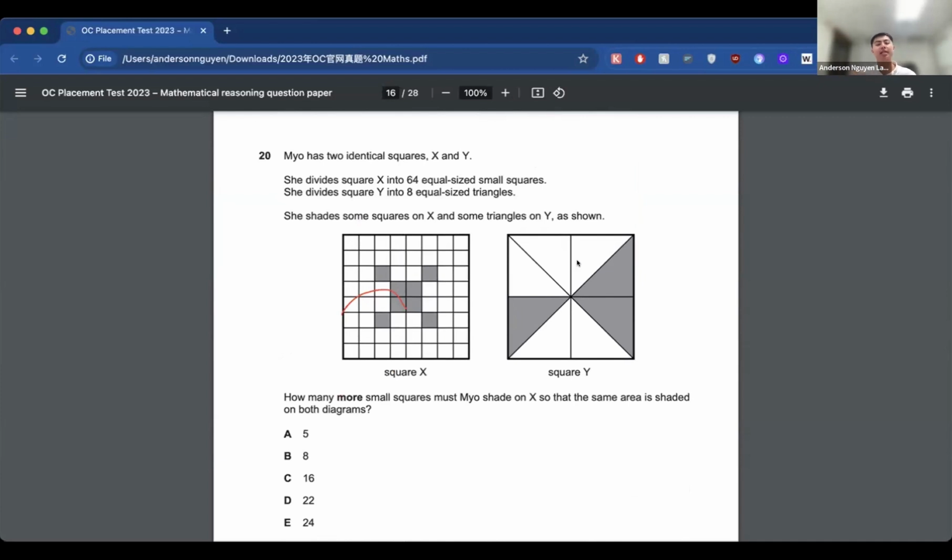And for 20, this was also comparing portions or fractions. Now I say portions because it's how much is shaded out of the total. But when you think of portions, we think of fractions. Now, they want us to see how many more squares we shade on the left shape so that it matches the same portion as the right shape.